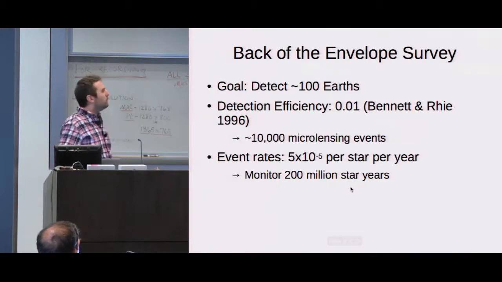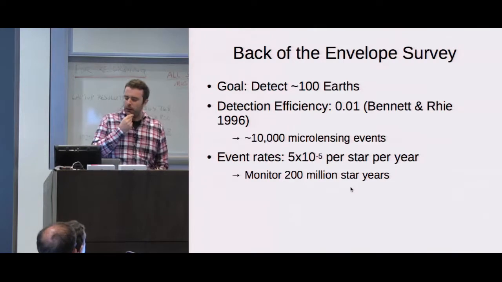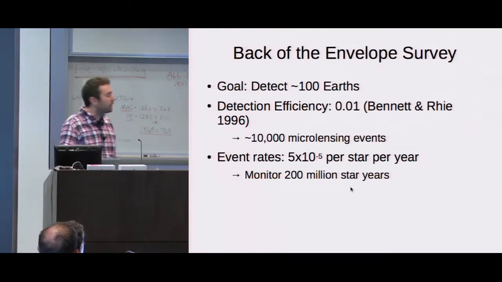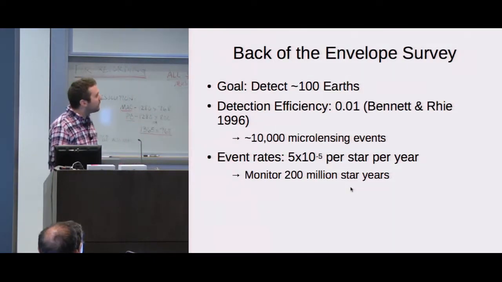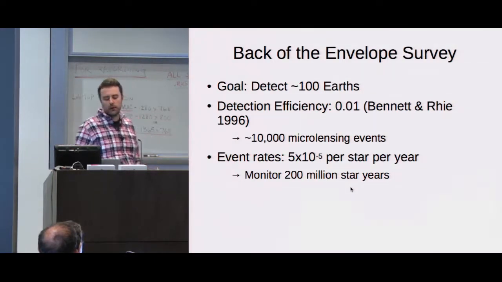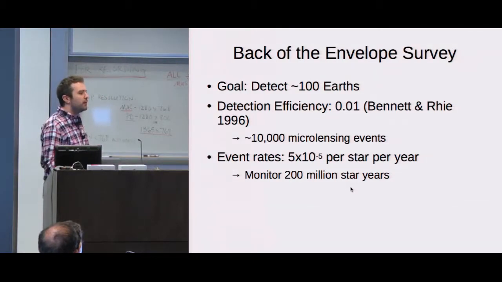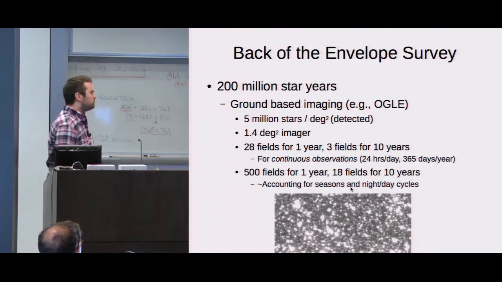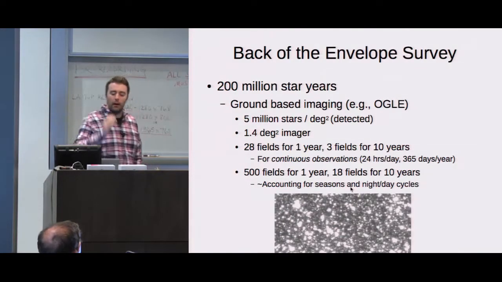So going back to the order of magnitude survey that we're doing, if you're getting a few times 10 to the minus 5 events per year per star, and you need 10,000 events, that means you need to monitor 200 million star years. So how achievable is that?